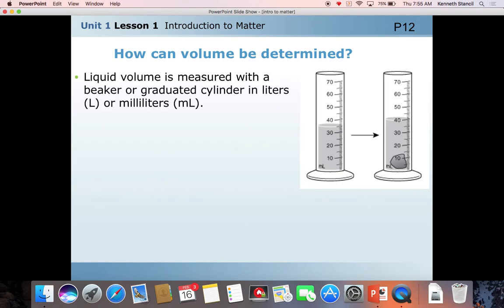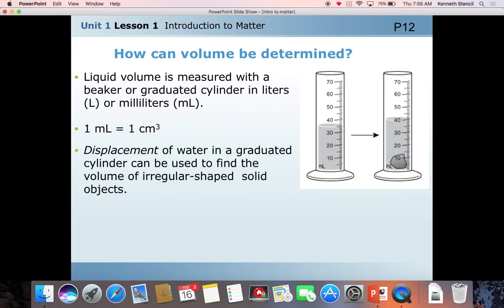So how can we determine the volume? Liquid volume is measured with a beaker or graduated cylinder in liters or milliliters. Now, if we're using a little bitty rock, we don't want to put it in a whole liter worth of beaker. We're not going to get enough displacement. So we want to use something proportional to the object we're trying to determine the mass, the volume of. 1 milliliter of water equals 1 cubic centimeter.